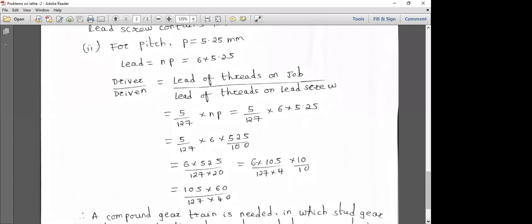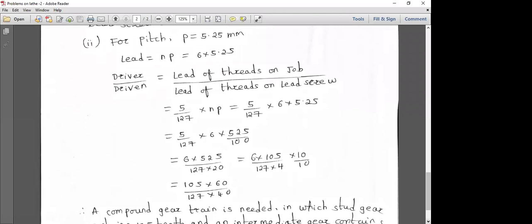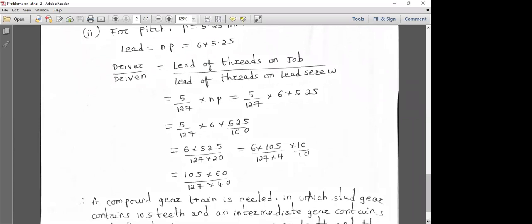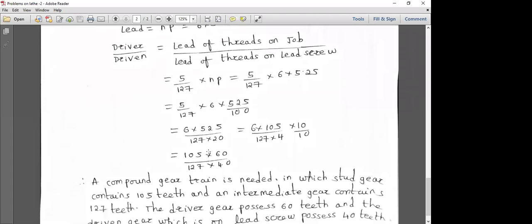By rearranging the terms, you can easily understand the compound gear train is needed for the screw thread cutting operation, in which the stud gear is having 105 teeth. Here in between, because for a compound gear we'll be having an intermediate gear, which consists of 127 teeth, and here the driver gear possesses 60 teeth, and the driven gear consists of 40 teeth.